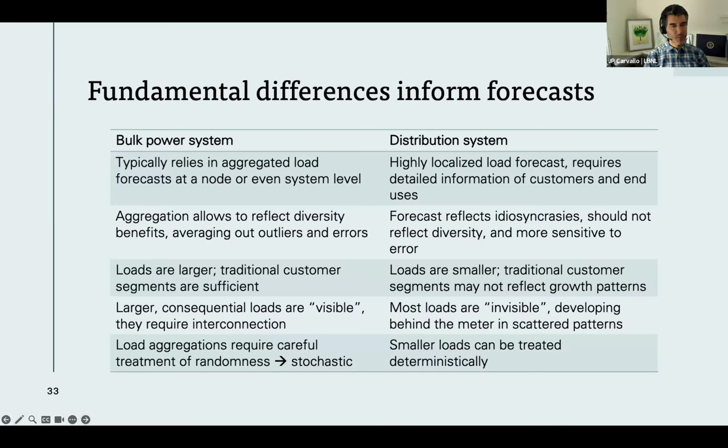One key difference now with respect to uncertainty is the fact that in the bulk power system, the larger loads are visible. Typically, you don't get a data center that can just plug into an outlet and start consuming. They have to follow an interconnection procedure that renders their request of interconnection quite clearly visible to the bulk power system owner or the utility that's planning, and hence it can be incorporated in the load forecast with more certainty. In contrast, many of the loads, especially the new loads that exist in distribution systems, are invisible.